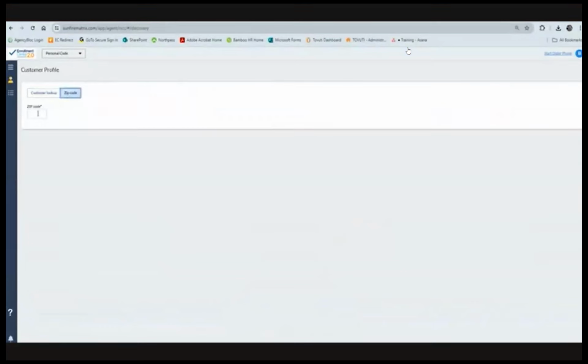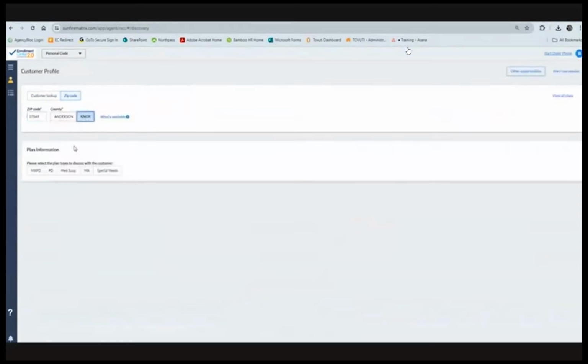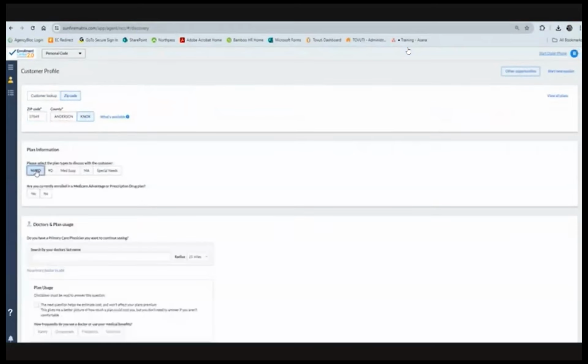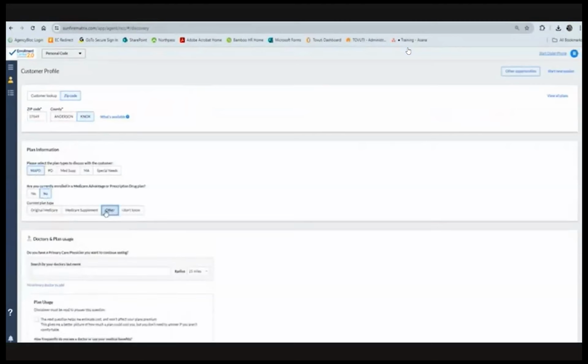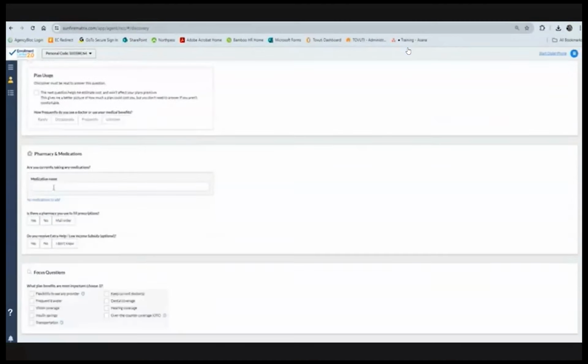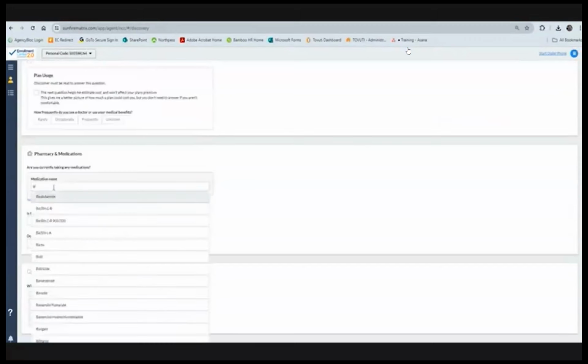Go ahead and give me your zip code. 37849. Okay. Anderson or Knox County? Knox County. We are going to look up the Medicare Advantage plans. So let me just type in your medication.